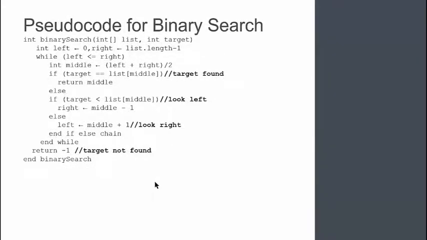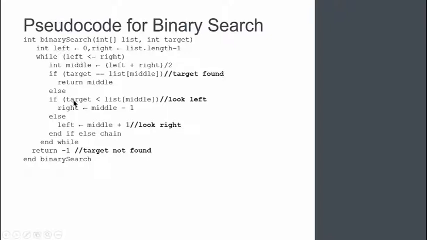Here's the pseudocode. Basically, the idea is to return the value where you found it or return a -1. We have the list and the target. We start the left at position 0, the left edge, and the right at position list length -1, the right edge. And as long as left is less than or equal to right, we still have values to look at. We find the middle value. If it matches our target, we return the middle and we're done.